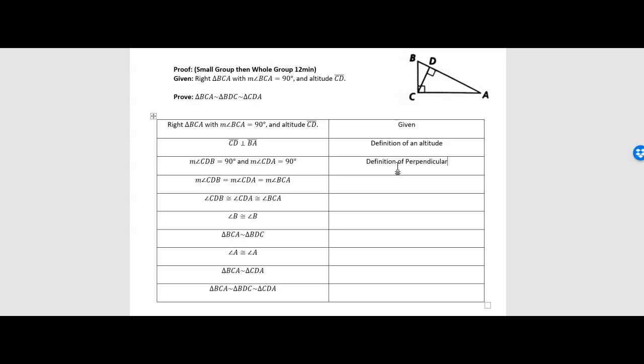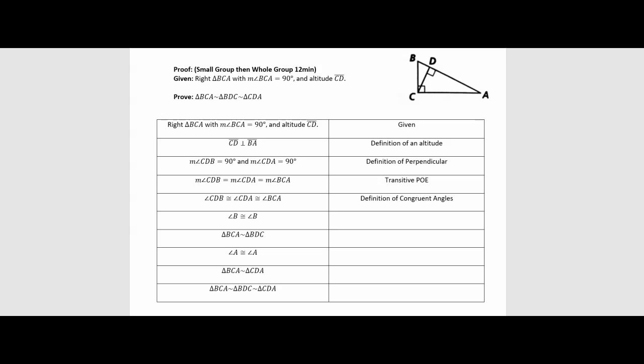Then I know that the measures of angles CDB, CDA, and BCA are all equal to each other. Well, that's going to be the transitive property of equality. I know that they're all equal to each other because they all equal 90 degrees. We have all those statements up above. Transitive property of equality. If I know that all three of those angles are equal in measure, I know that they are all congruent to each other by the definition of congruent angles.